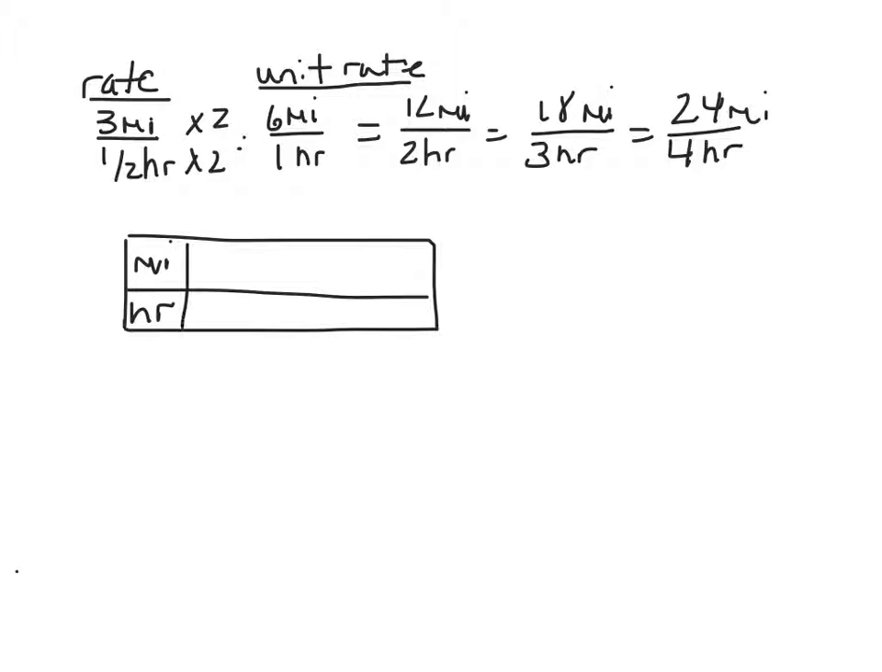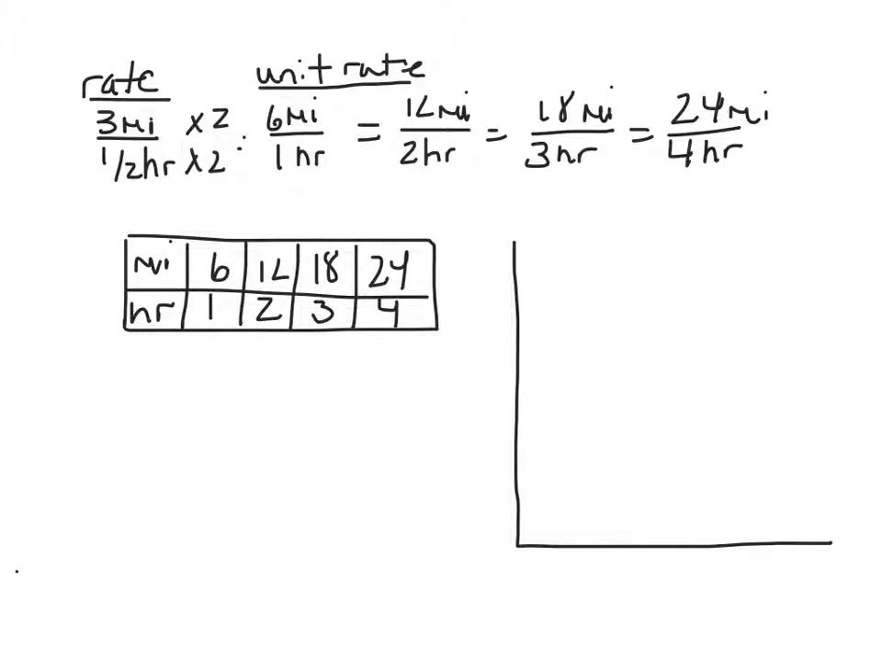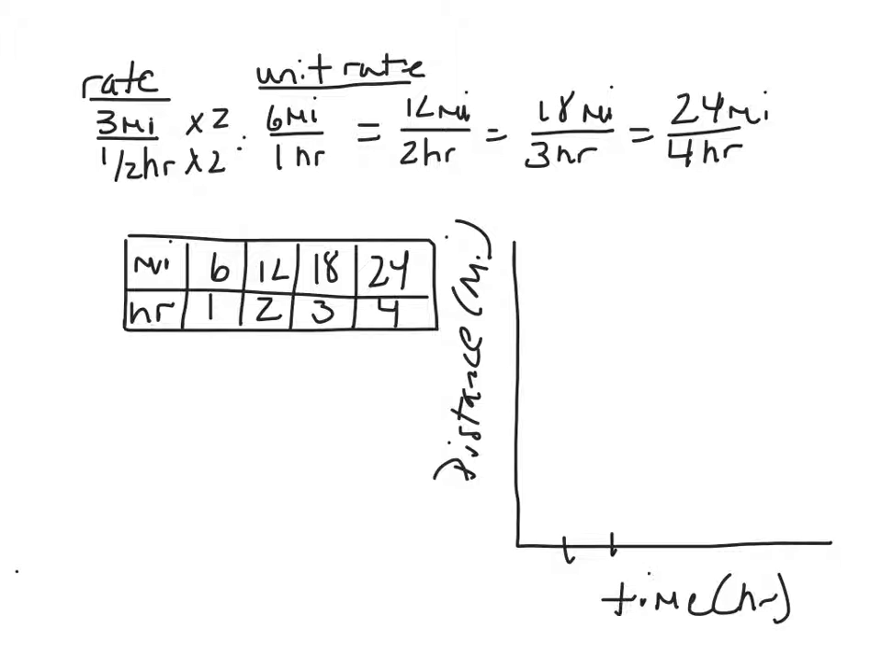And I can record the miles per hour. So I have 6 miles in 1 hour, 12 miles in 2 hours, 18 miles in 3 hours, and 24 miles in 4 hours. I can then transfer that data into a graph because I have time, which is hours, and miles, which is distance, and I can graph each of those pairs of points on a coordinate graph.